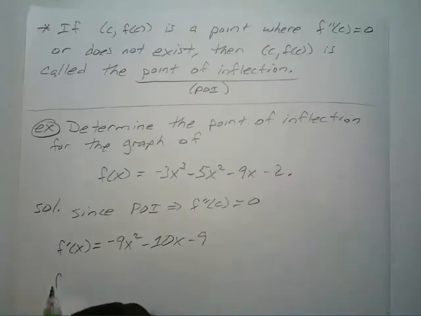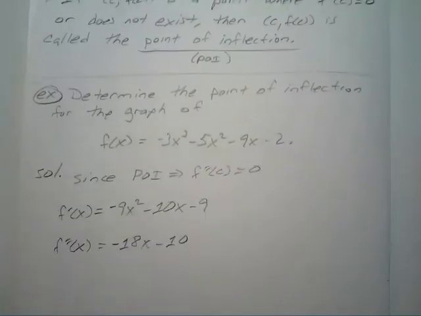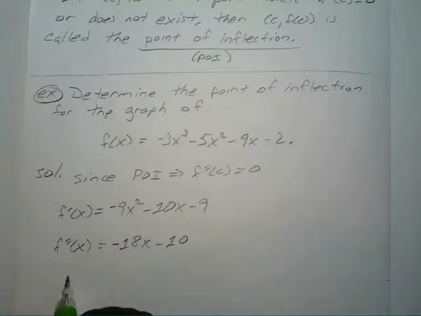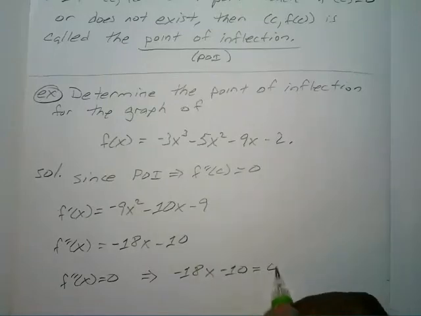Okay, so now we find our second derivative. We go ahead and bring down the 2, so that's negative 18x. Minus, that becomes 10, and that 9 just disappears. Okay, so we want to find out where our second derivative equals 0. In other words, we want to know where negative 18x minus 10 equals 0.